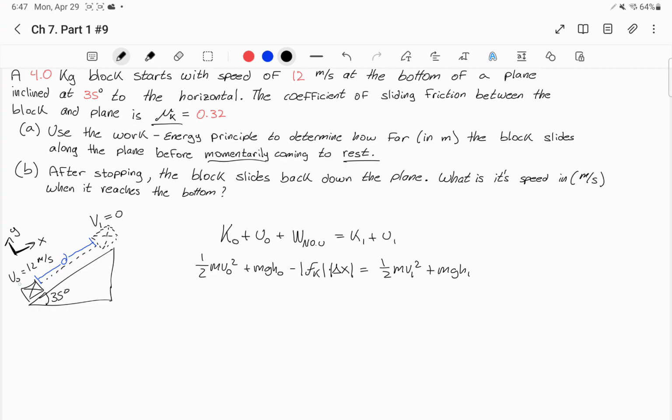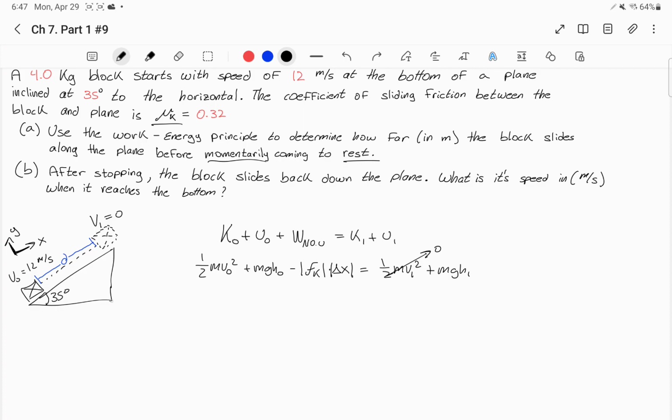So they're giving us the initial velocity, which is 12. We know that the final velocity is 0 because the block comes to a rest, so we can just let that equal 0. Now we need to find the initial height, which is h sub 0, and the final height, which is h sub 1. So how can we find that?